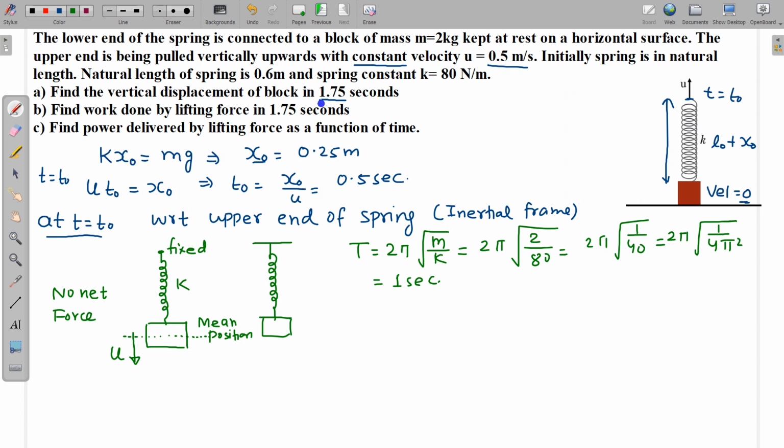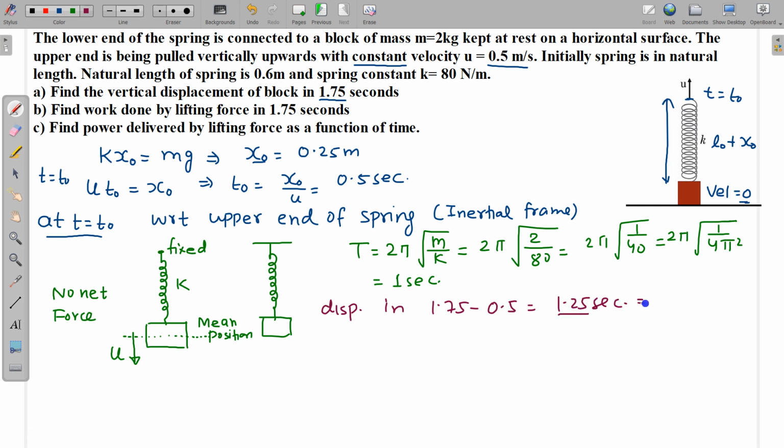And what we are given in this situation is the time equal to 1.75. From this 1.75, we can subtract this time 0.5, because it will lift, or it will move, after 0.5 second. So we have to find the vertical displacement in the interval of 1.75 minus 0.5, because displacement will be in the vertical direction only. After 0.5 second, we have to see this duration of 1.25 second.